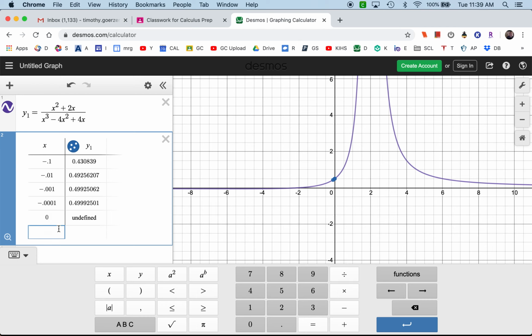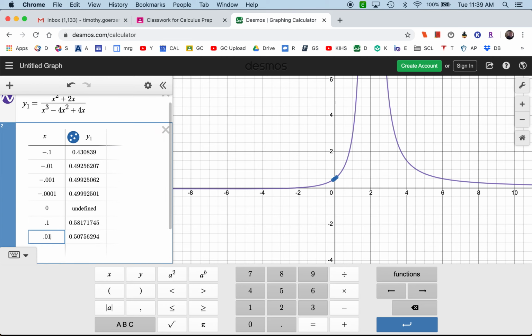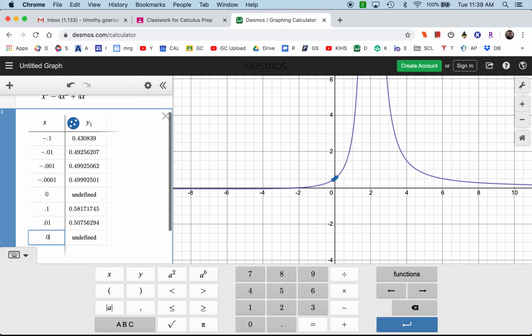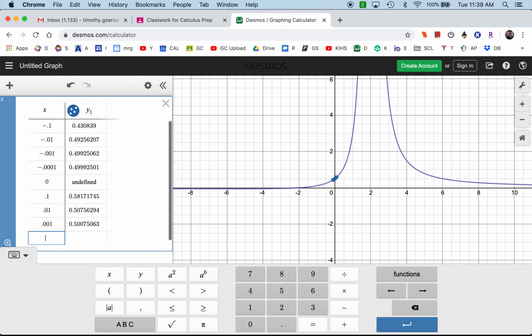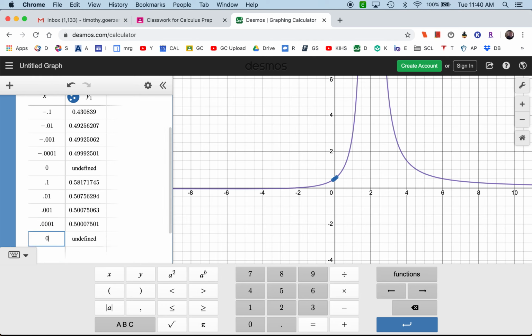How about on the other side? So positive, but close to 0. So like 0.1 or 0.01 or 0.001 or 0.0001. On the right side, what else is it getting close to? The closer I'm getting to 0 again, what's the answer on the right side getting closer to? Also looks like it's 0.5.